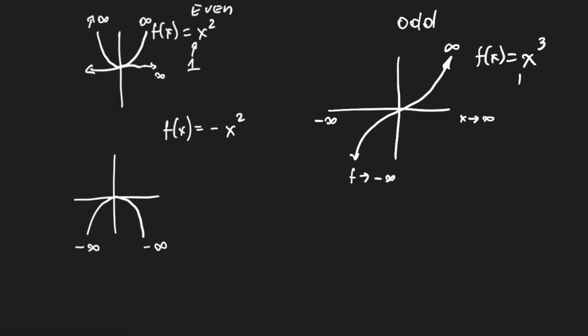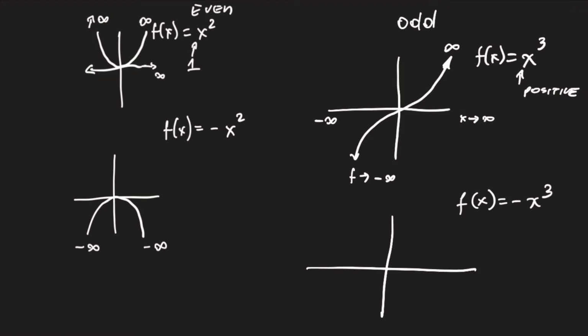Notice here the leading coefficient is positive. In this case, it's positive 1. If the leading coefficient was negative, for example, f of x equals negative x cubed, that function would just be reflected over the x-axis and will look like this. And in this case, as x approaches negative infinity, this function approaches positive infinity. And the exact opposite happens as x approaches positive infinity, this function approaches negative infinity.